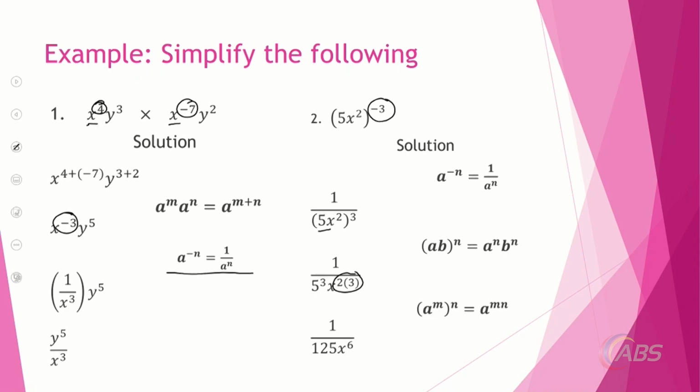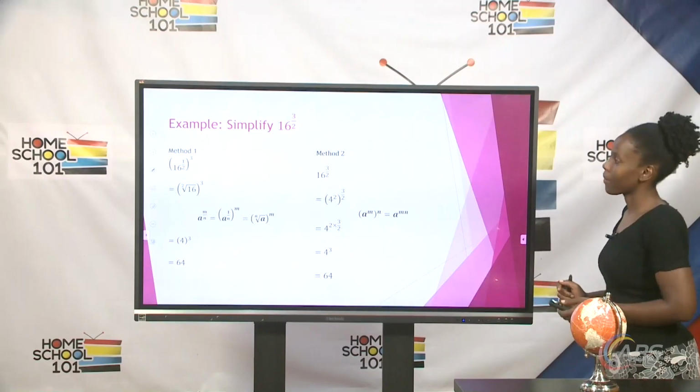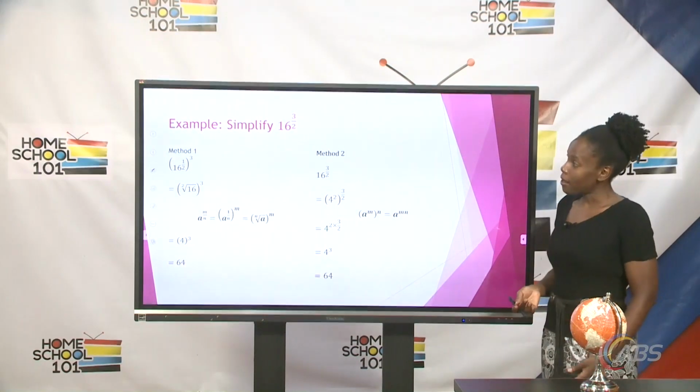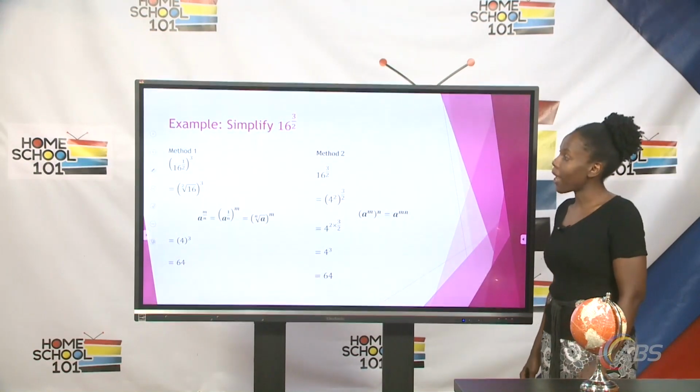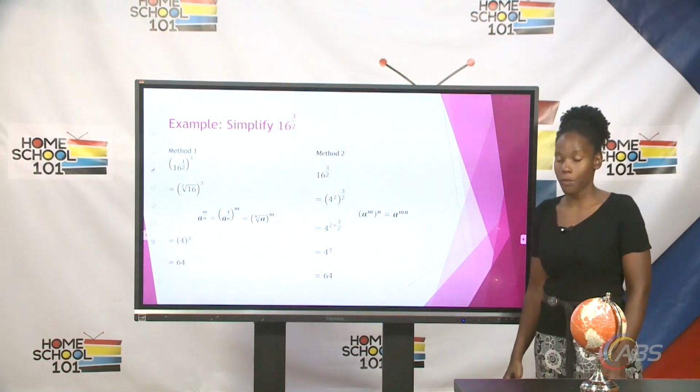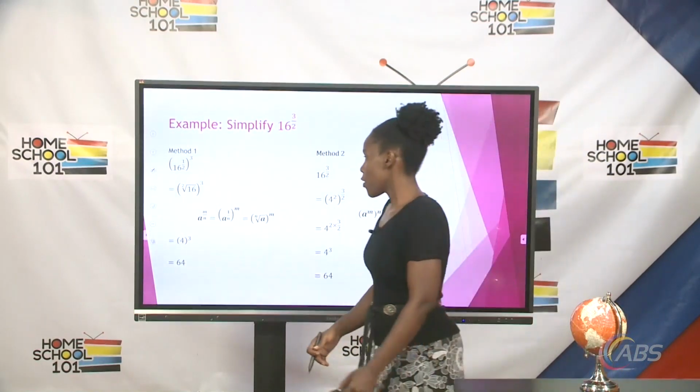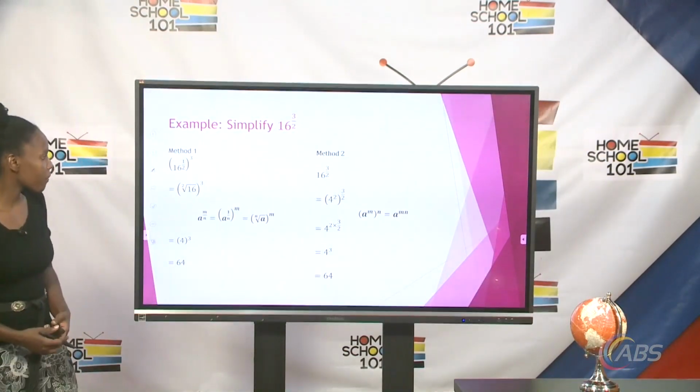So my final answer would be 1 divided by 125 x to the power 6. We look at another example. It says simplify 16 to the power 3 over 2. Now there are two methods that we will go through.